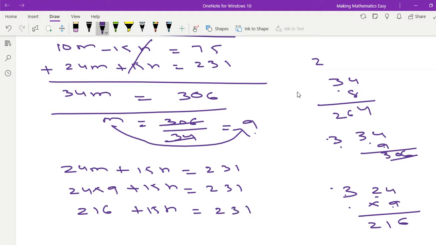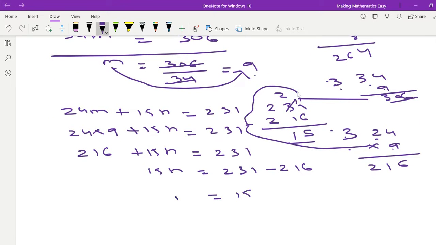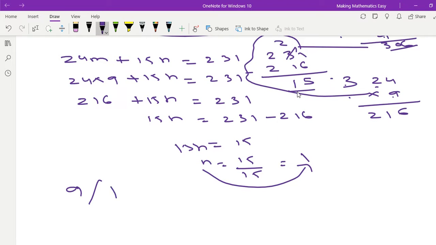So 216 plus 15n is equal to 231. When this 216 goes on the right hand side, this will become negative. This is the calculation part. So the answer of this will be 15. 15n is equal to 15, and when this 15 goes on the right hand side, that will get divided, and this will be 1. Okay, so now we got the value of m and n, which is 9 and 1. m is equal to 9 and n is equal to 1.